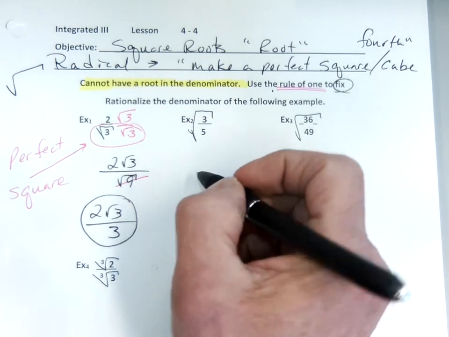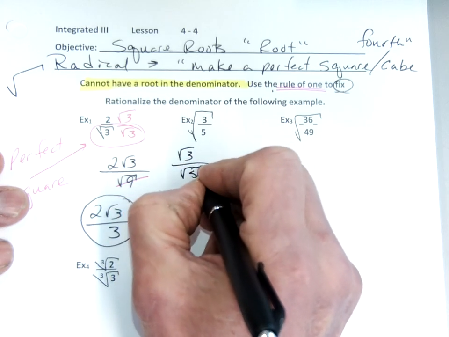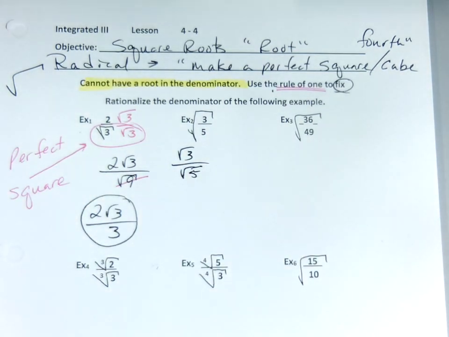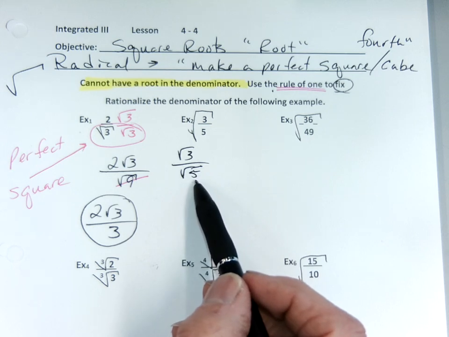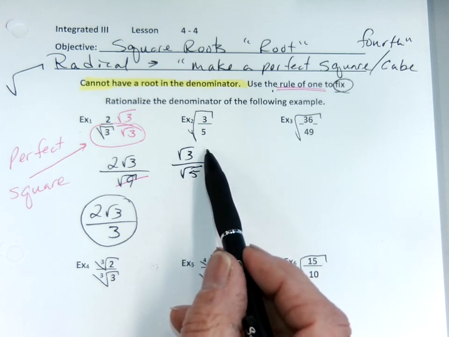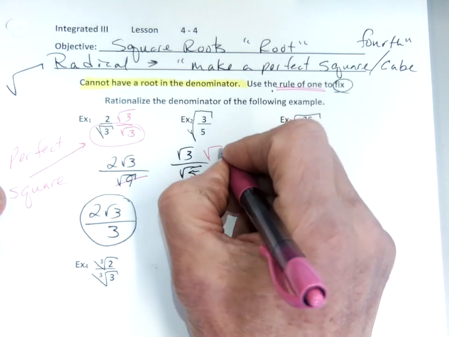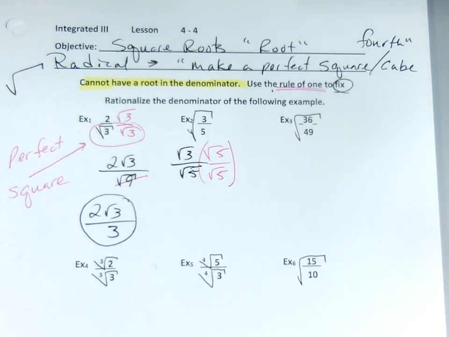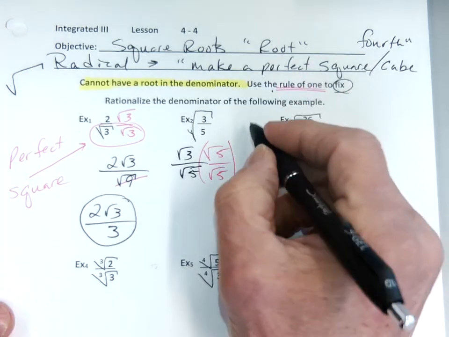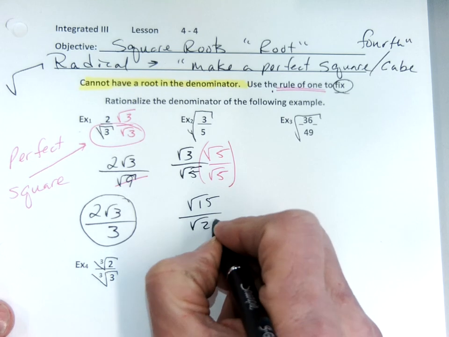When I take a look at example 2, I'm going to rewrite it as the square root of 3 over the square root of 5, because it's really dividing both of them. So I'm square rooting both of them. And really what I want to do is make that into a 25, because the square root of 25 is 5. So I multiply both top and bottom by the square root of 5. Remember doing this last year? We say fix the problem with the problem. There's the rule of 1, I said that wrong. I will get the square root of 15 over the square root of 25.